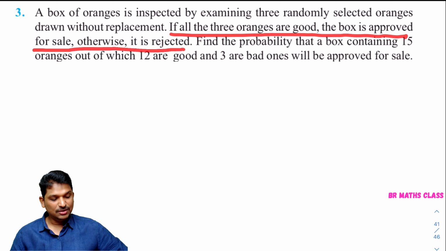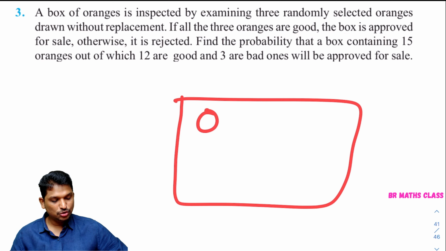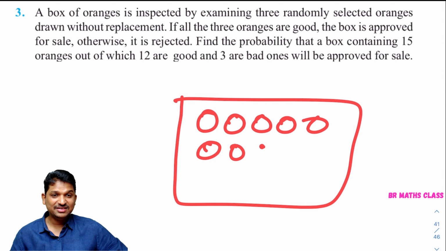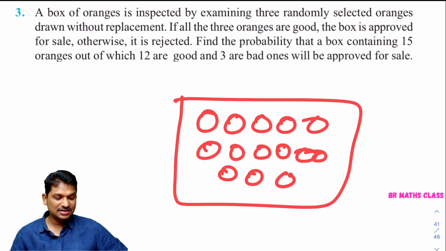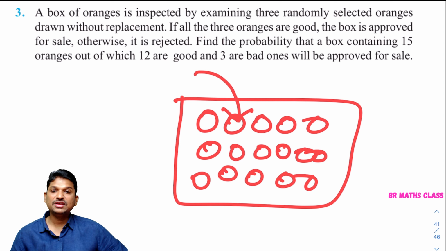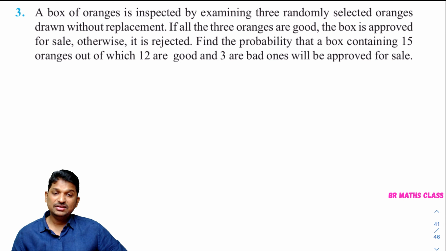Simple thing. A box is there, and in that box so many oranges are there. How many, we will see later on. What we will do is pick 3 oranges randomly, by closing our eyes, without replacement. If all 3 oranges are good, then the box is approved for sale. If one of them is not good, then the box is rejected. And now find the probability.